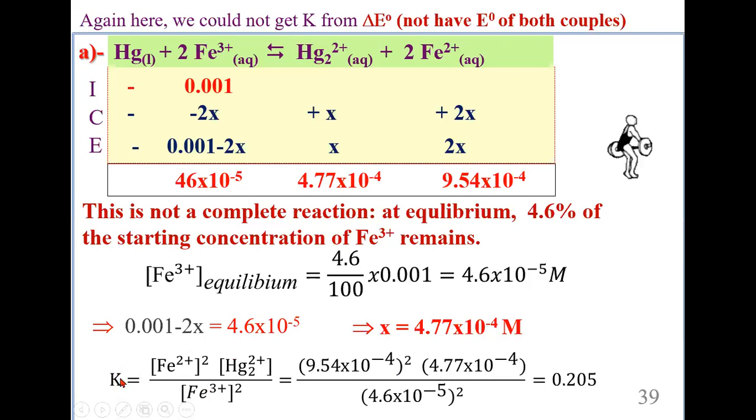For the K equilibrium constant, products divided by reactants at equilibrium, solve for the K. Indeed, we get the K to be 0.25. Don't forget to square the iron.